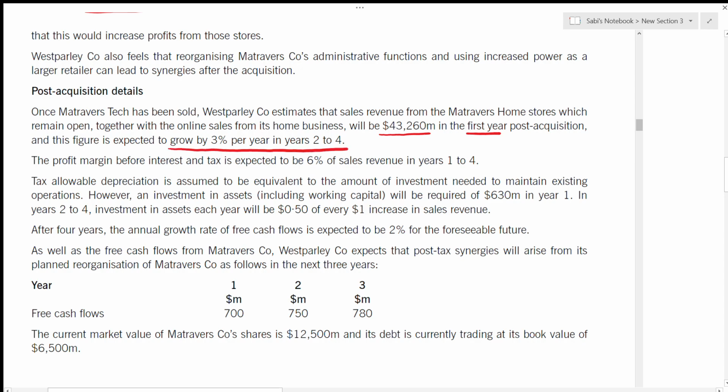Okay. Profit margin before interest and tax is expected to be 6% of sales revenue in years 1 to 4. 6% of sales, years 1 to 4. Tax allowable depreciation is assumed to be equivalent to the amount of investment needed to maintain existing operations. Right?